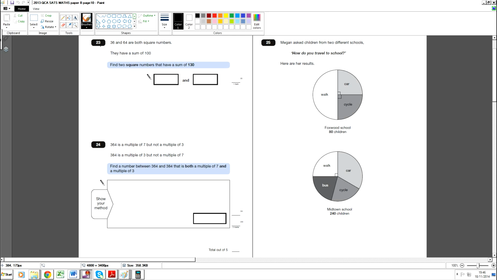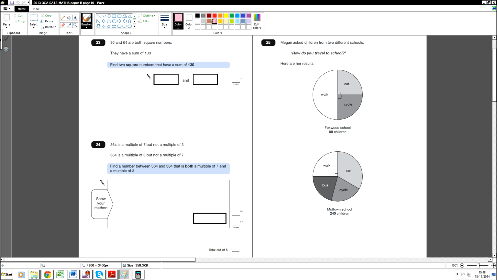Okay, 36 and 64 are both square numbers. They have a sum of 100. Find two square numbers that have a sum of 130. Now let's write down first of all a couple of square numbers.